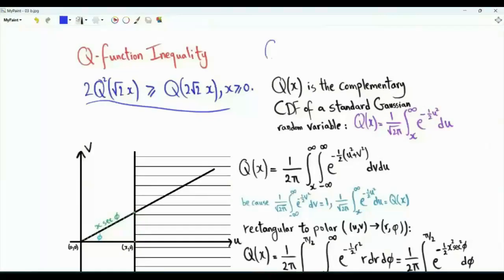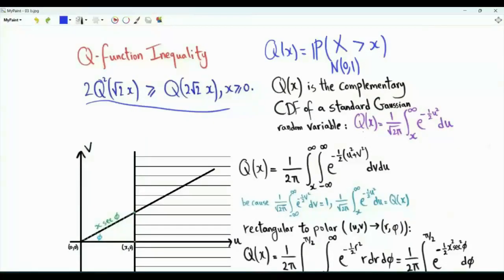This video is about this inequality regarding the Q function, which is the complementary CDF of a standard Gaussian random variable. Q of small x is the probability that random variable big X, which is a standard Gaussian random variable, so it has a mean of 0 and a variance of 1, is strictly greater than small x.